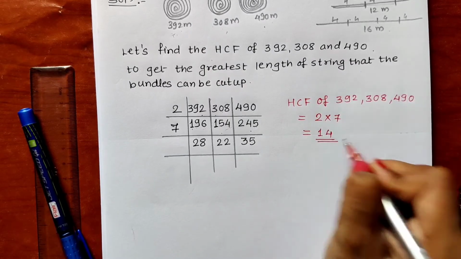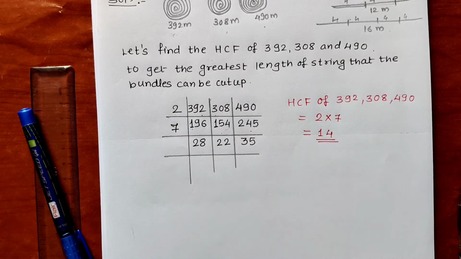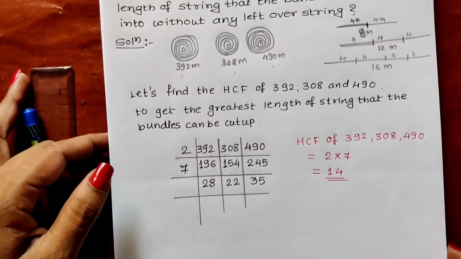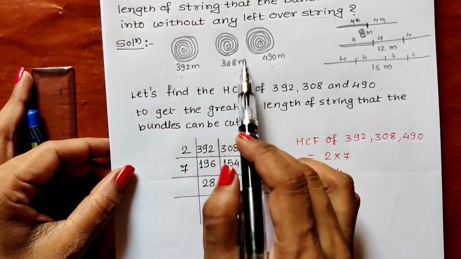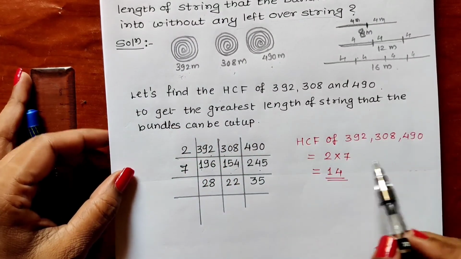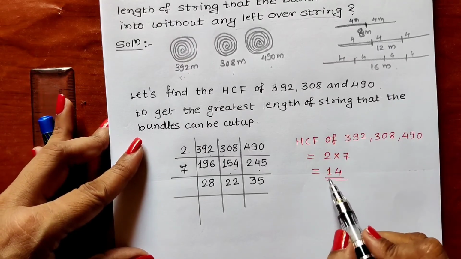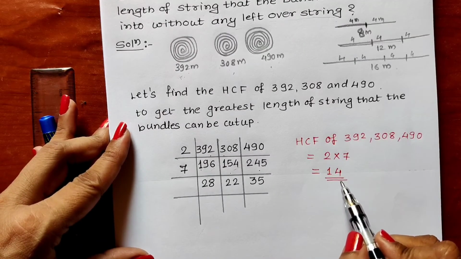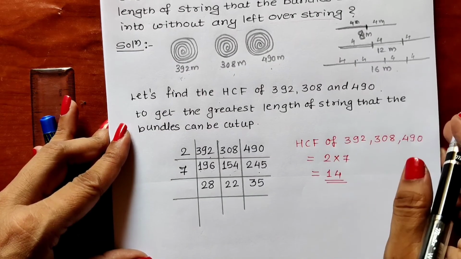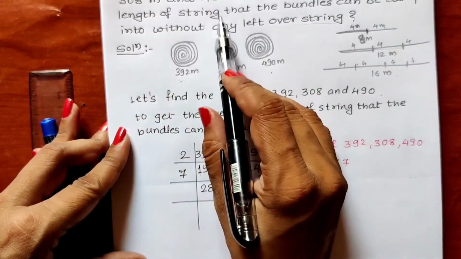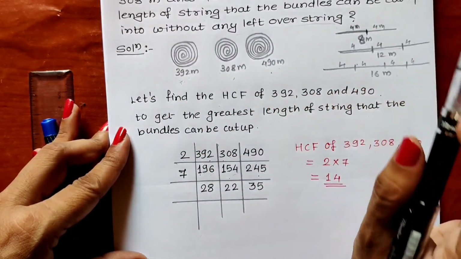So in this way, as we have got the highest common factor of these three numbers, that means these bundles of strings can be divided into small pieces of equal length of 14 meter. Okay, 14 meter will be the greatest length of string that the bundles can be cut up.